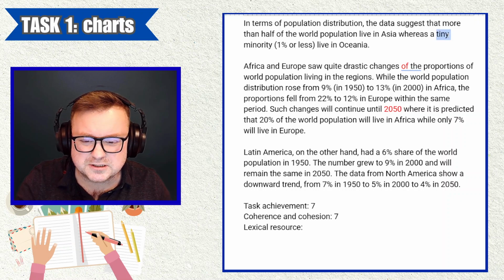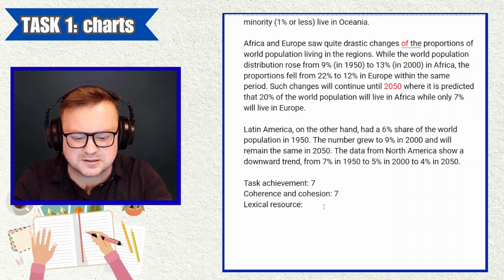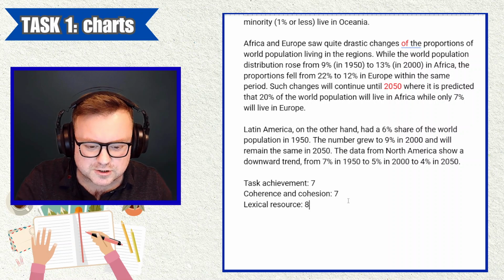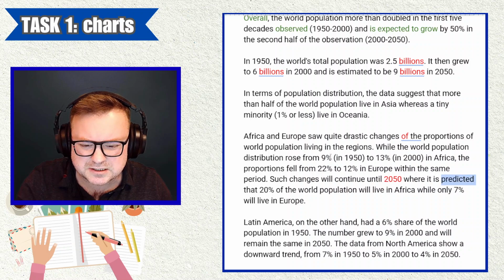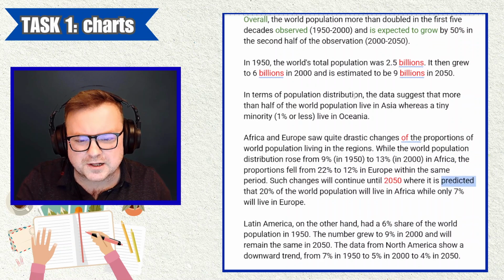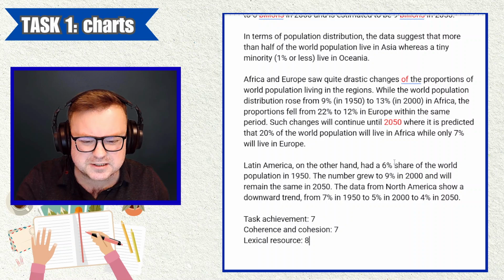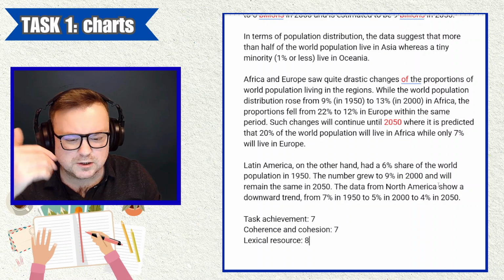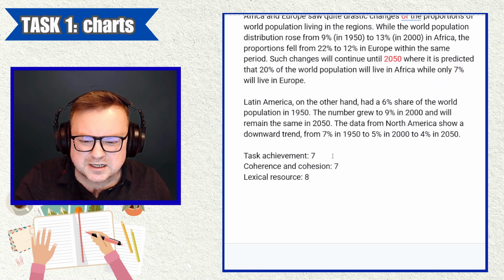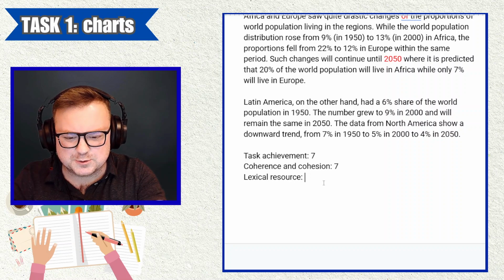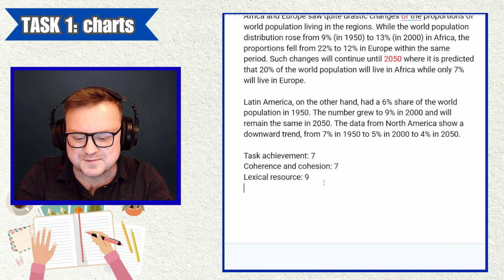Tiny minority. I'm going to go with a safe 8. You really could have 9 for lexical resource. I really think, predicted, expected. Yeah, there is a lot of flexibility with those predictive things. We get will, we get predicted, we get estimated, we get expected. Maybe I'll boost it to a 9. Maybe there is enough lexical resource there for a 9.